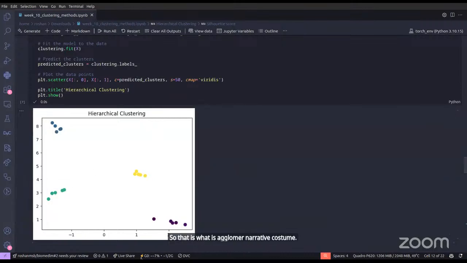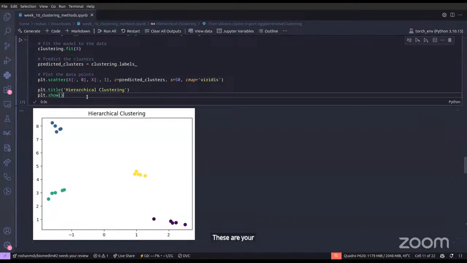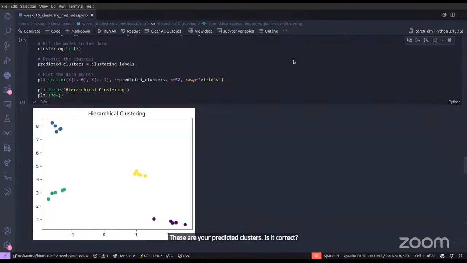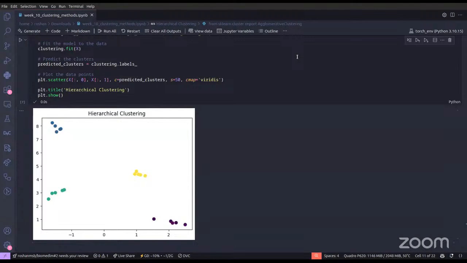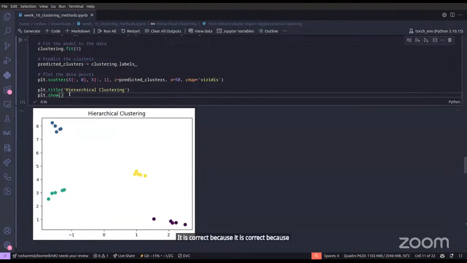See, these are your predicted clusters. Is this correct? It is correct because you can clearly see the cluster separation.